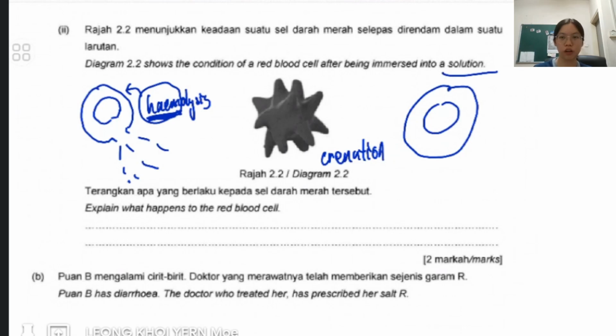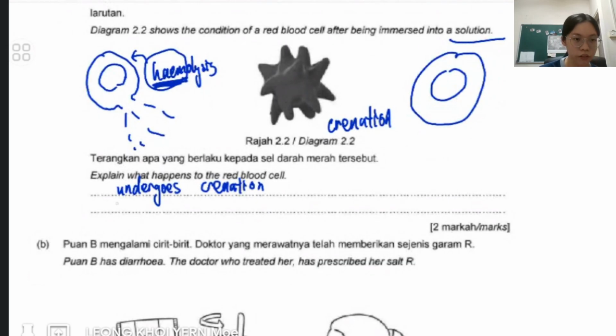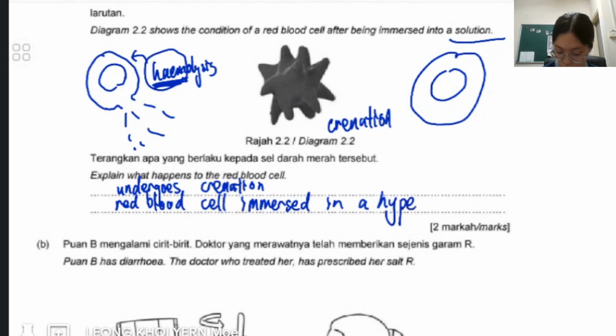So you know what is wrong with the solution, right? You have to write what happens to the red blood cell. It undergoes crenation. That's the first point you can get. So how do you explain it? The biological way to explain this is that the solution is a hypertonic solution. The red blood cell is immersed in a hypertonic solution.